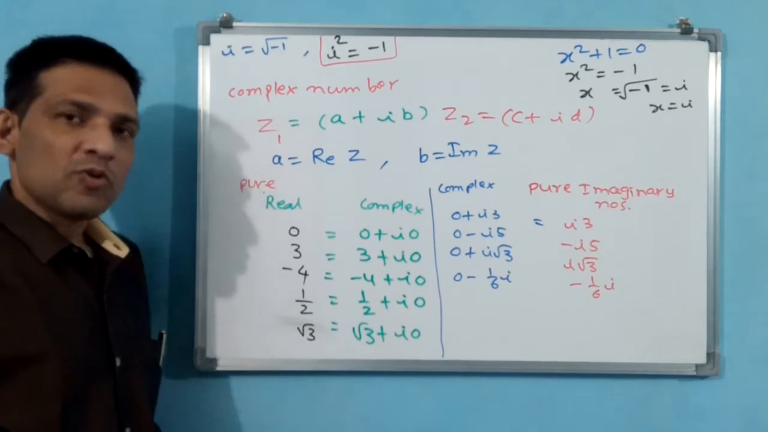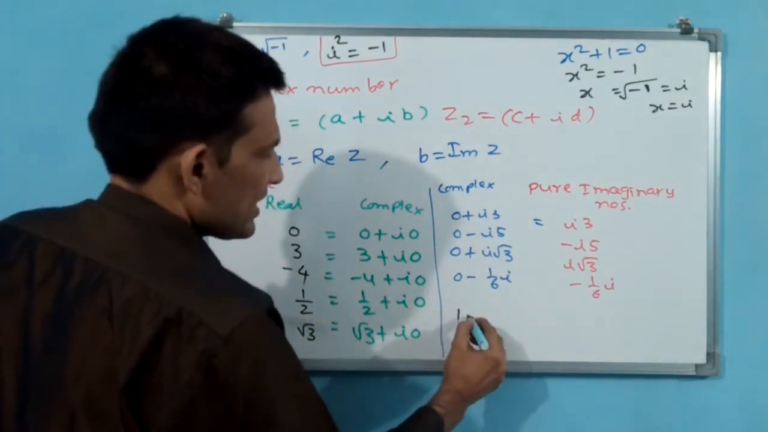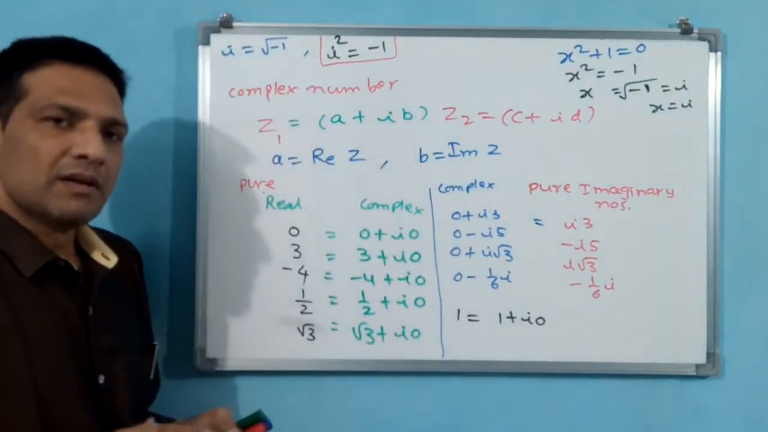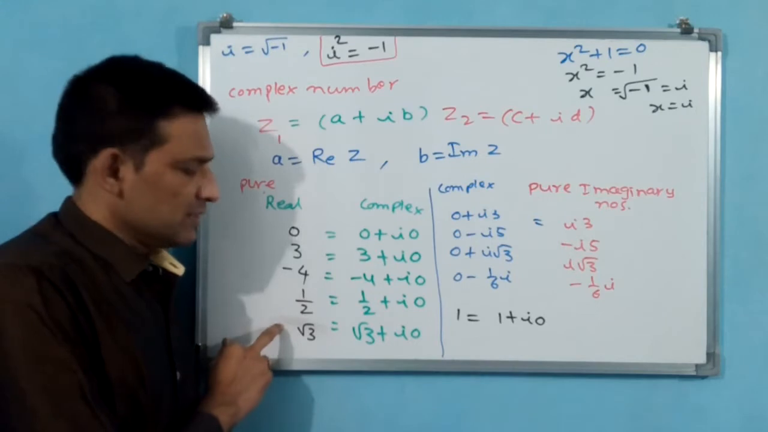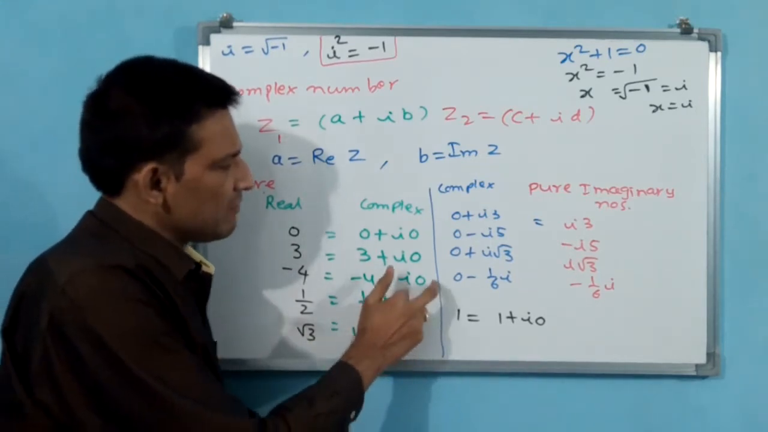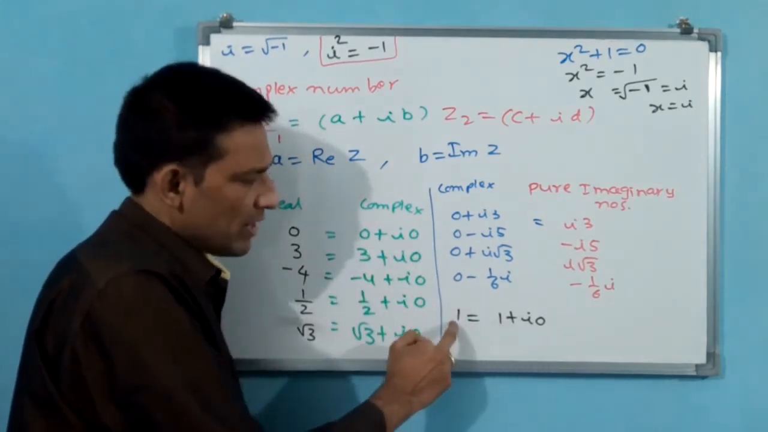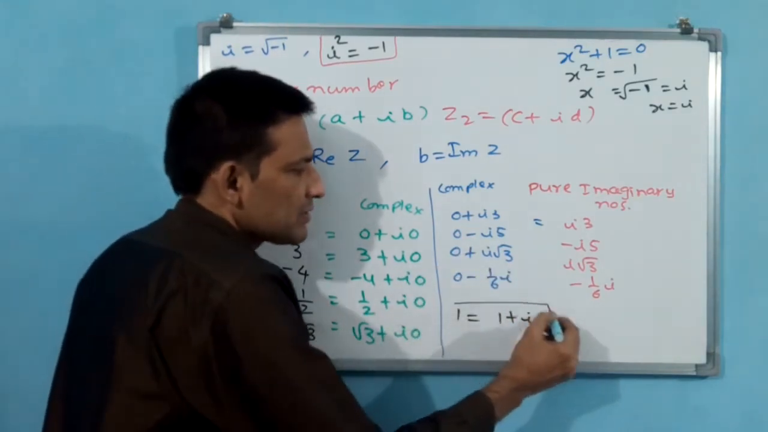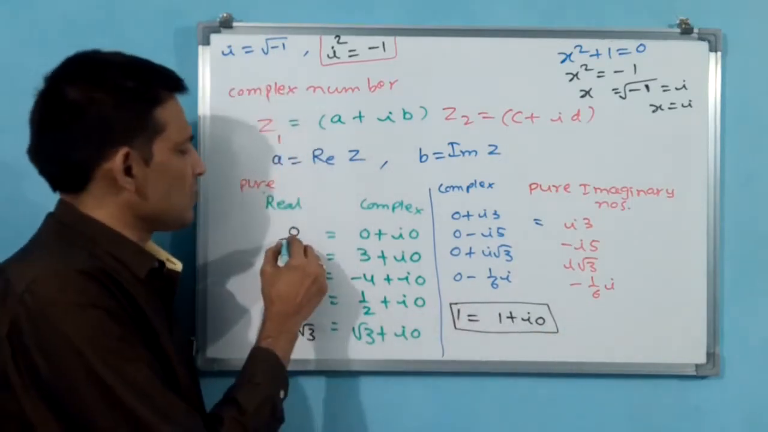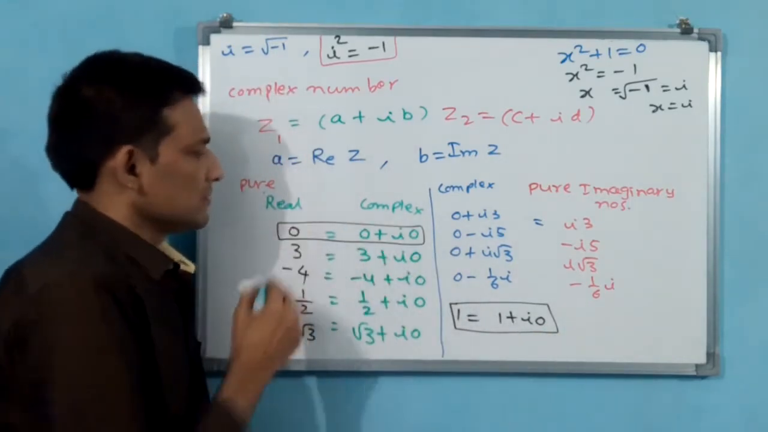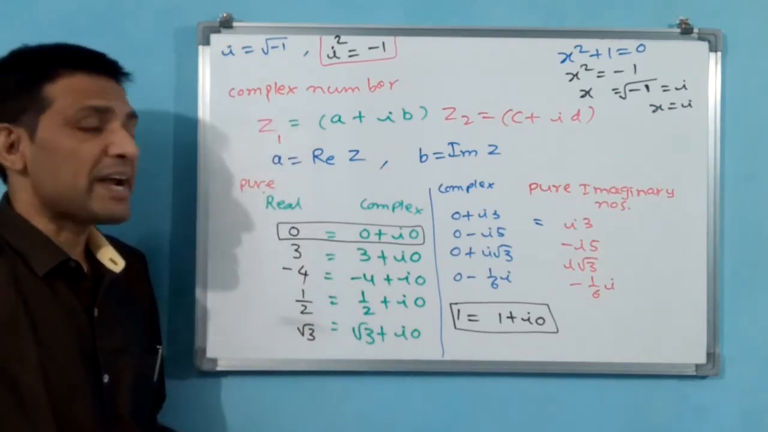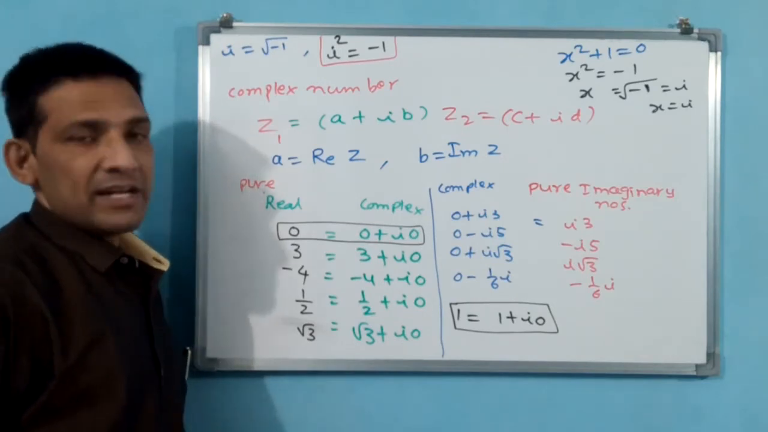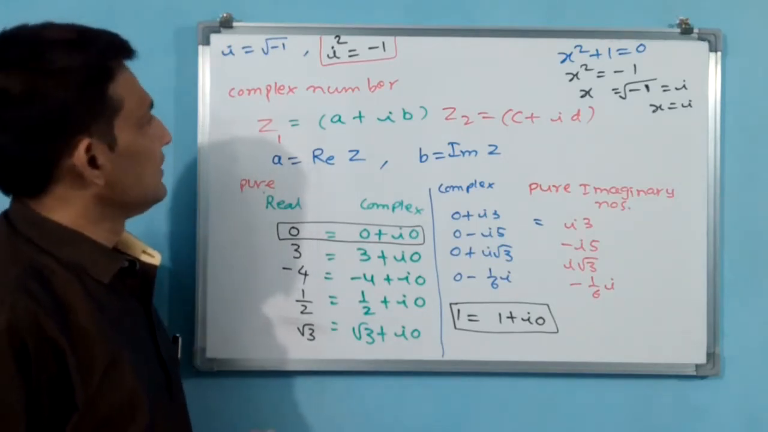Then you may get a doubt, what about 1? 1 is equal to 1 plus I0. Why? Because like the remaining pure real numbers, the imaginary part will always be 0. Real part is 1, imaginary part is 0. Like this you have to write. This is also very important. How to write 1, how to write 0. These two are very important. Why? Because some identities are there. You have to take these two numbers. Okay, you understand what a complex number is and all?